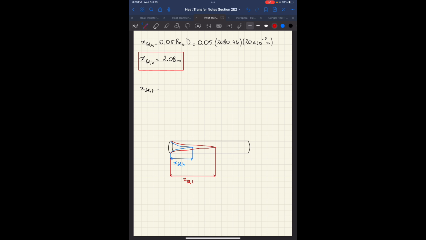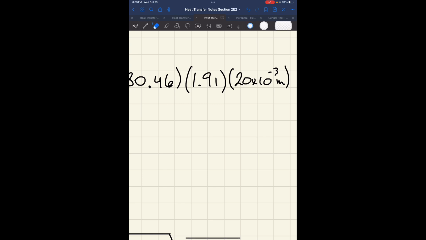We do a similar thing down here, except now we're going to do the thermal entry length, and the equation for thermal entry length also involves the Prandtl number. In fact, the way they like to put it is like this, although it really doesn't matter. Your Prandtl number is 1.91. Here's your diameter. That should be a multiplication sign. I'm not sure why it came out looking kind of evil.